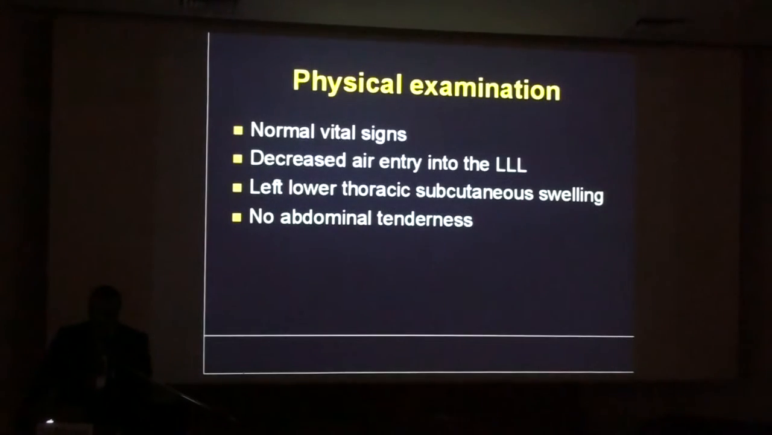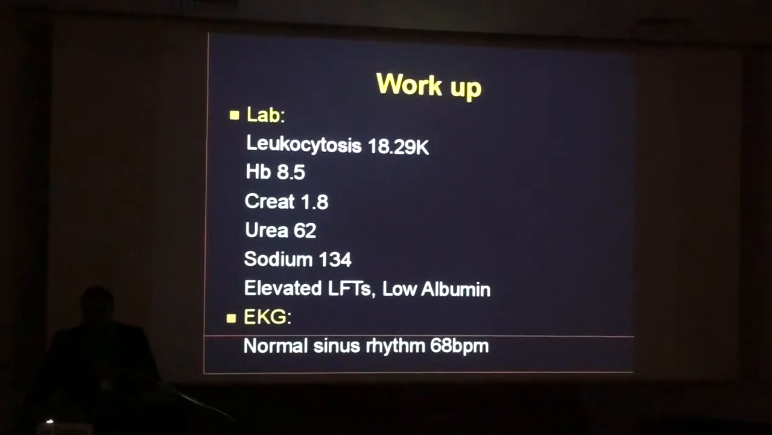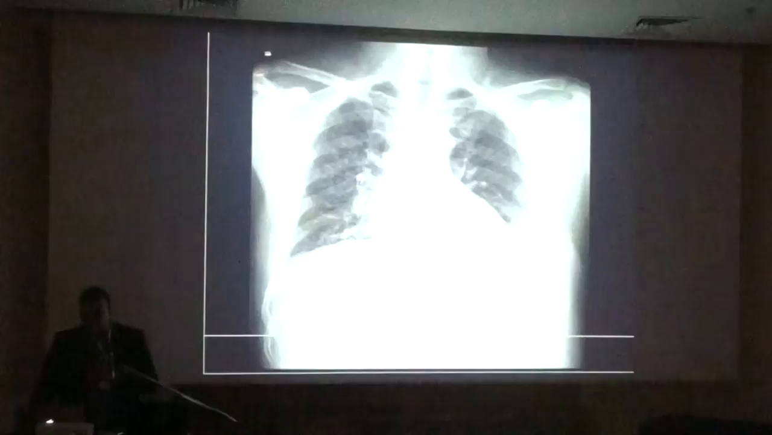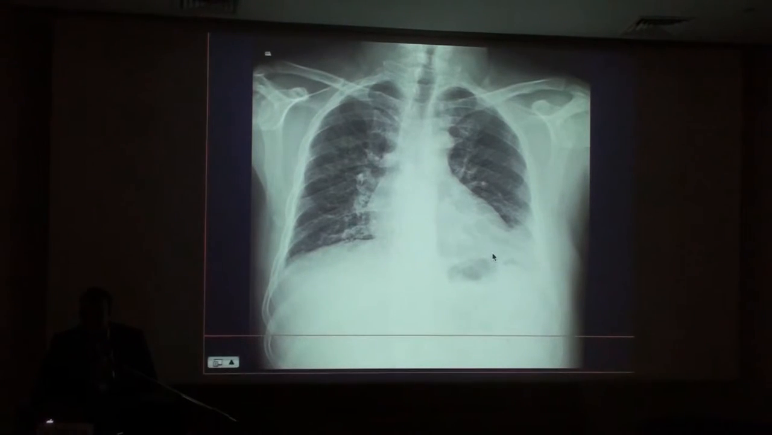On his physical examination, he had normal vital signs, decreased air entry into the left lower lobe, left lower thoracic subcutaneous swelling, and no abdominal tenderness. His lab workup was significant for leukocytosis, anemia, and elevated liver function tests. His ECG was normal. On his frontal chest radiography, we saw an opacity overlying the left lower hemithorax.